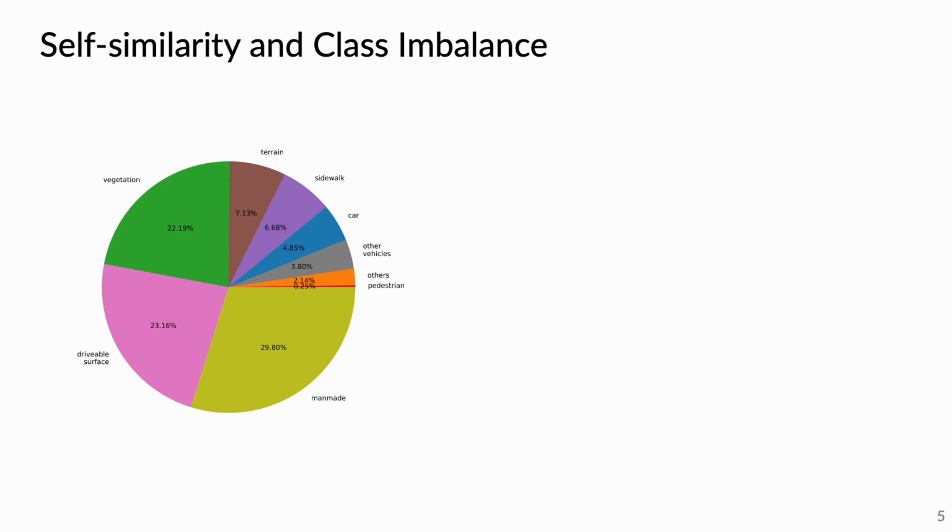Here we present the class distribution of superpixels from the nuScenes dataset. We observe that a high number of superpixels belong to the same class. Unlike the ImageNet dataset, which has 1,000 classes, autonomous driving scenes are a lot less diverse, leading to abundance of self-similarity.